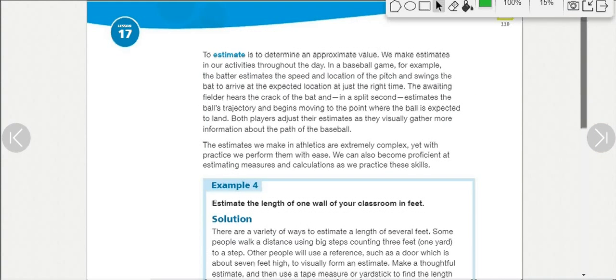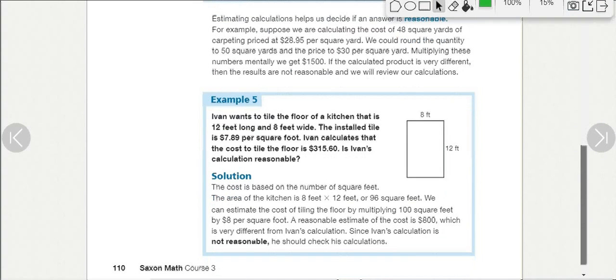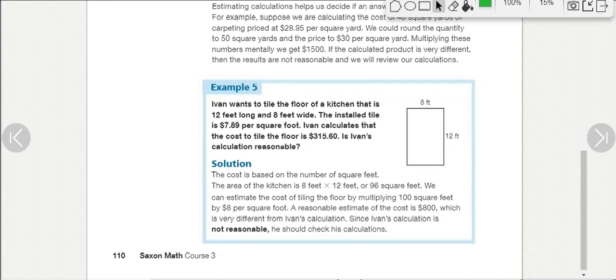To estimate means to find approximate value, whether it's estimating the length of the wall of your classroom in feet or the speed of the ball that was just thrown. And it can help us decide if something's reasonable without having to whip out a calculator. If Ivan wants to tile his kitchen 12 feet by 8 feet and a square foot costs $7.89, he's not going to be able to do that exact in his head, but he can get pretty close to know how much he needs to have in his wallet, right? So if it's 12 by 8, he might be able to do that in his head, or a quick punch in to find that that's 96 square feet. So 96 times how many per square feet? Instead of 7.89, we're going to use 8.